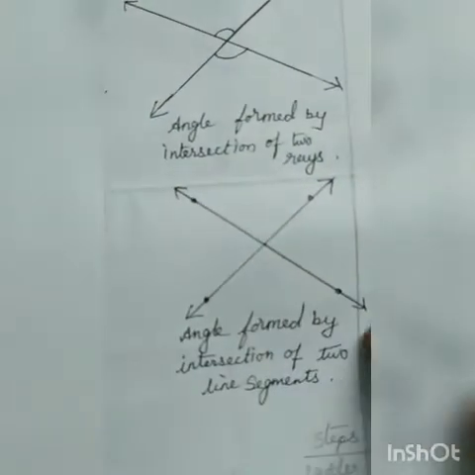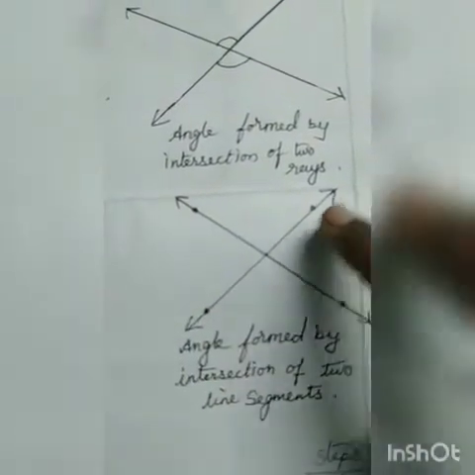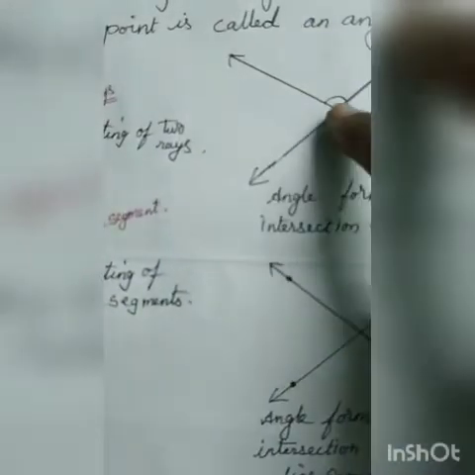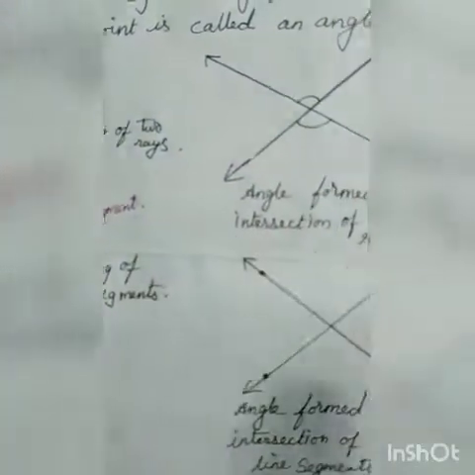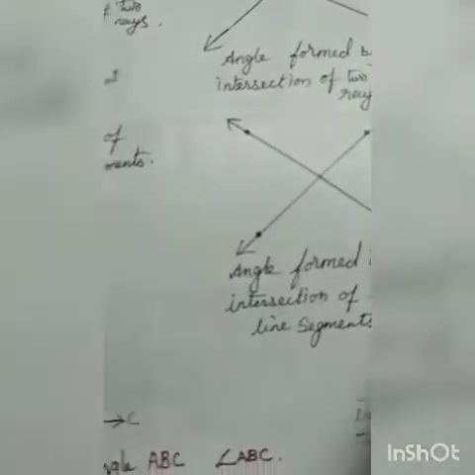See the line segment here, it starts here and ends here. It starts here and it ends here. So the line segment is this. The rays have only one starting point and no ending point. That is the difference. Have it in mind. So this is the line segment.